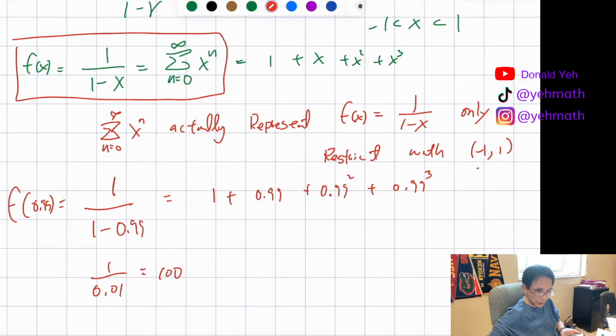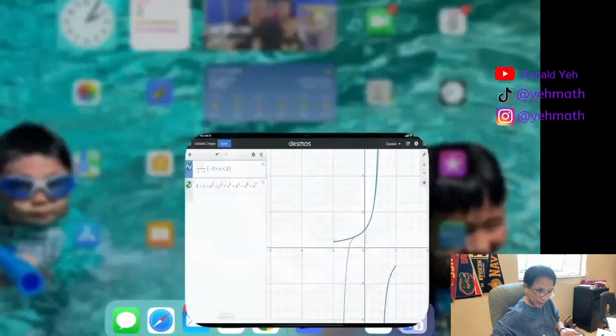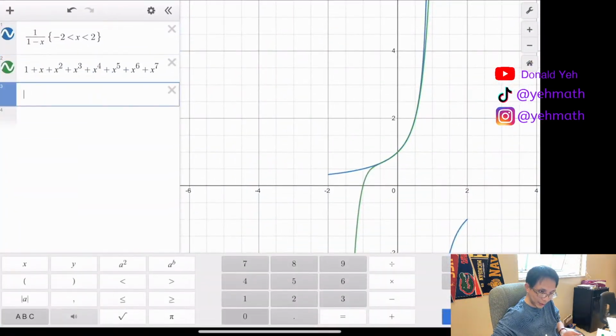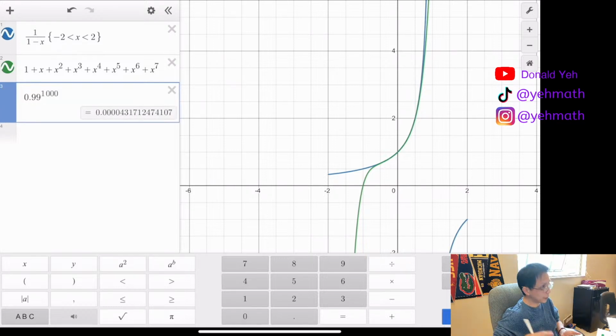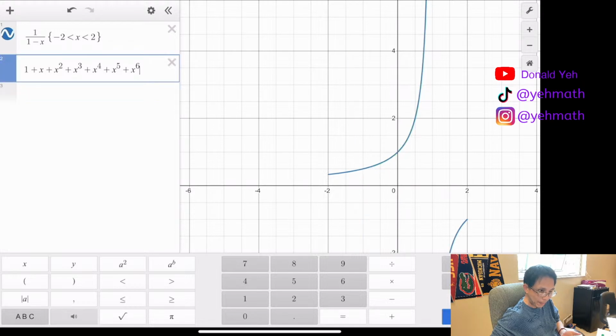Now, if you don't believe me, how about 0.99 to the 100 power? It's going to be really much smaller than this, and you're going to add all this. But here's the thing. What we're going to do is show you the representation of this.